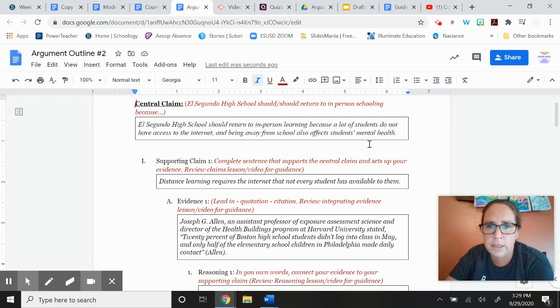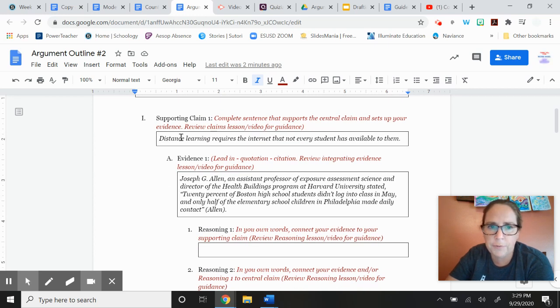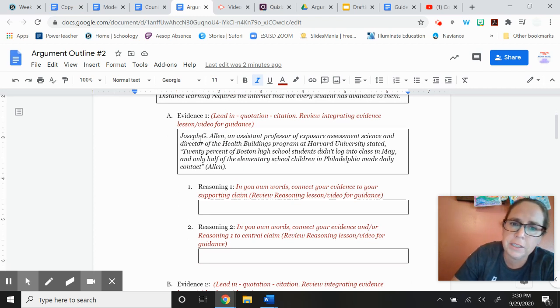So far, the way this is set up, this is looking exactly the way we want it to look, right? We've got we should return to in-person learning because a lot of students do not have access to internet. Being away from school affects students' mental health. It includes my two claims there. I break down this first: distance learning requires the internet that not every student has available to them. The first piece of evidence was that quote from Joseph Allen, talking about the percentage of Boston high school students that didn't log in the spring.